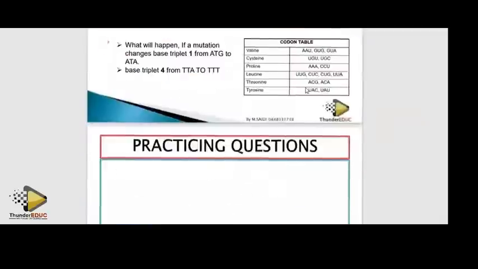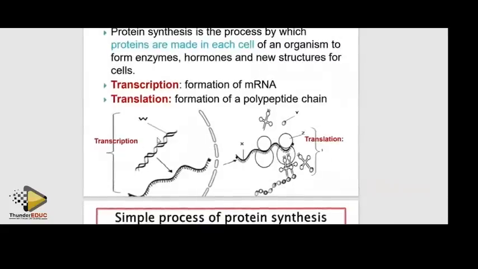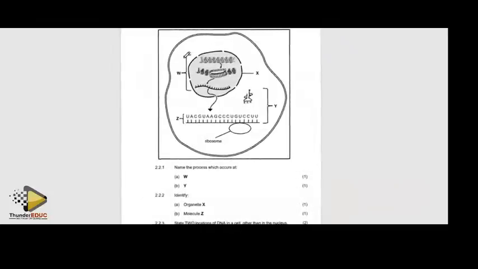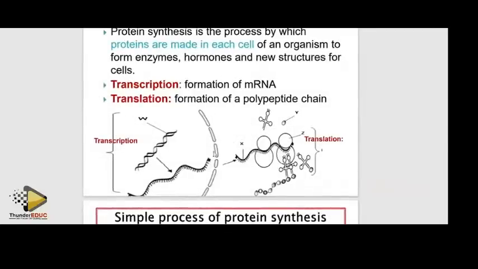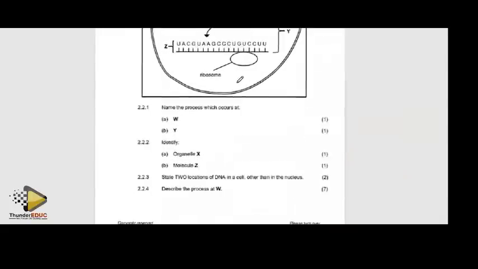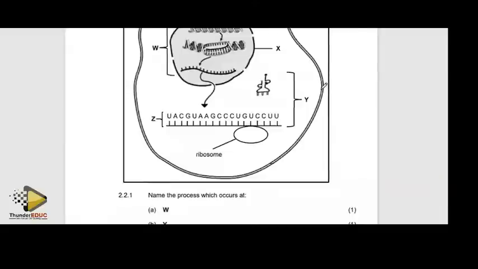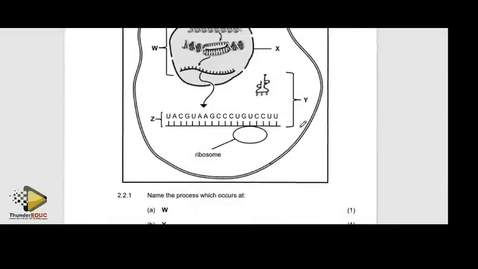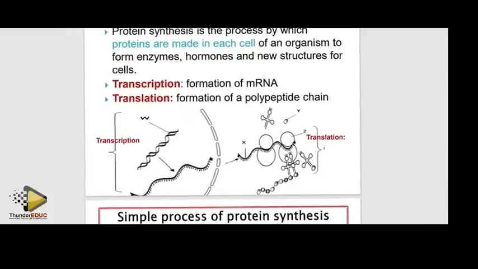And then we also have a question here. They're looking for what is happening inside this process, inside the nucleus. That's what they are looking for, because this is the nucleus, which is transcription. Then they're saying, name the process. Obviously, if you have transcription, this one is going to be translation. So they are looking for translation.